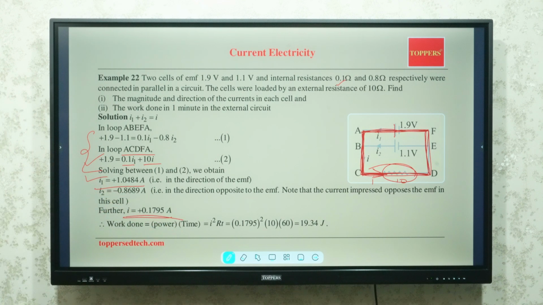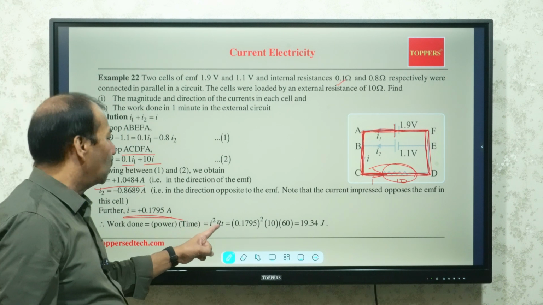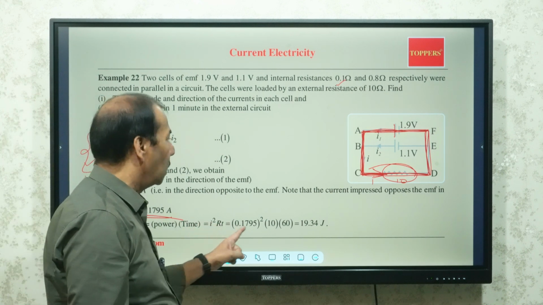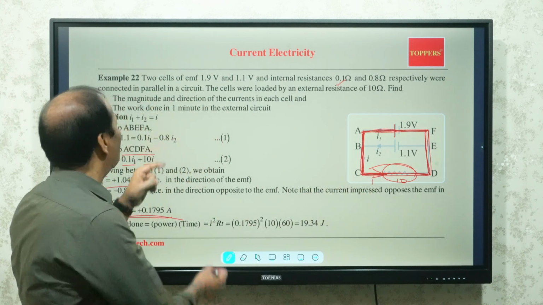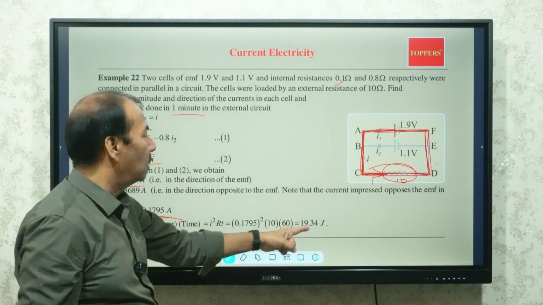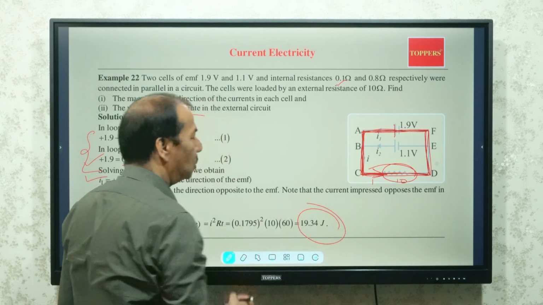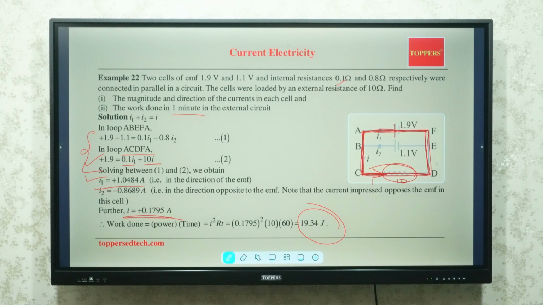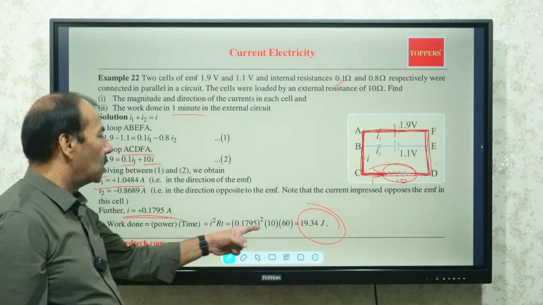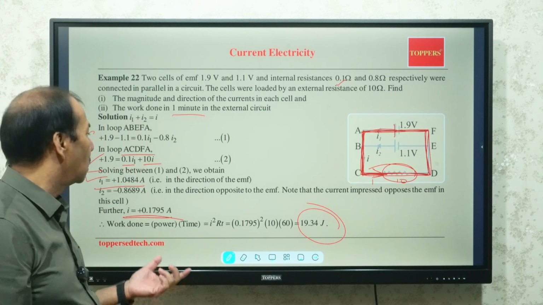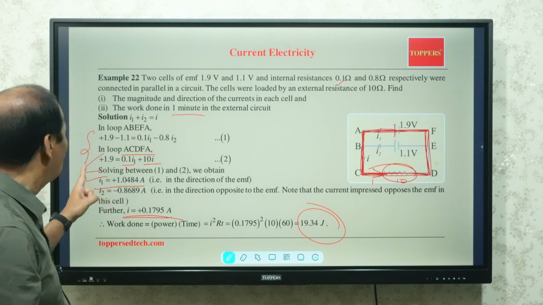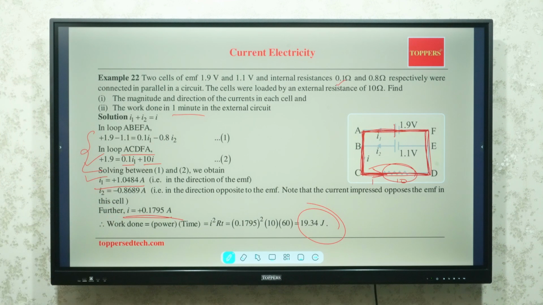Now work done. Work done is I square R into time t. I is known to us, R is also known, and time is given: in 1 minute we have to calculate. Simplifying, we get this much joule. So this is the work done. That is also the heat which will be generated, because the work done gets converted into heat generation. And from here we calculated I1, I2 as well as I.